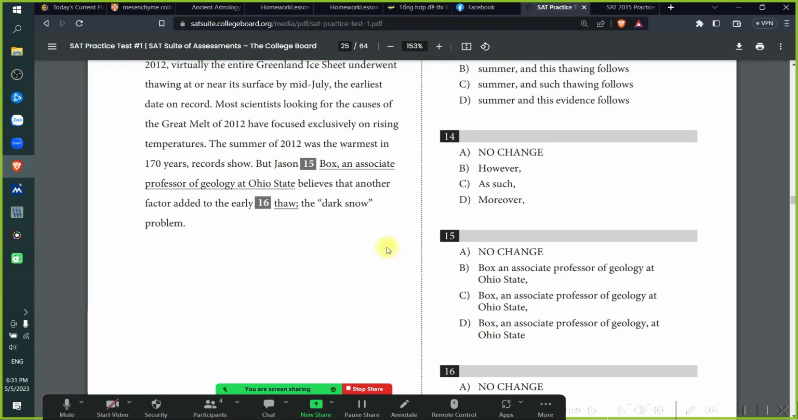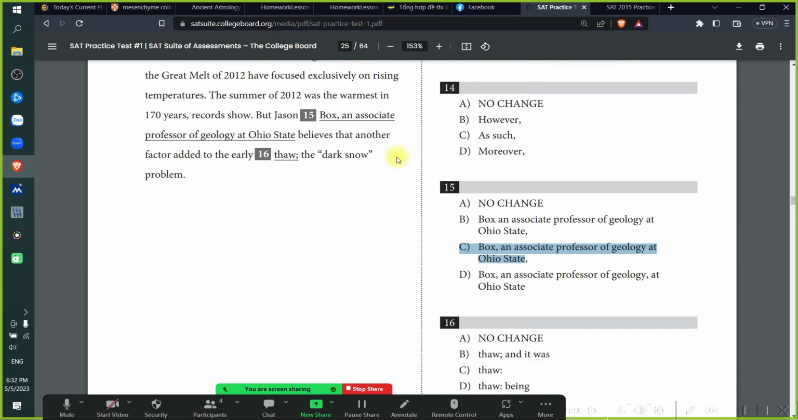Nó phải là gì? Em nêu ra một cái ý phụ thêm như vậy bằng cách đặt dấu phẩy ở đây thì em phải kết thúc nó bằng một dấu phẩy khác ở đằng sau nữa. Basically, an associate professor of geology at Ohio State is an extra information about Jason Box. But when you present an extra information like this, you begin with a comma, but you must close this one with a comma as well, okay? So C is the right answer.